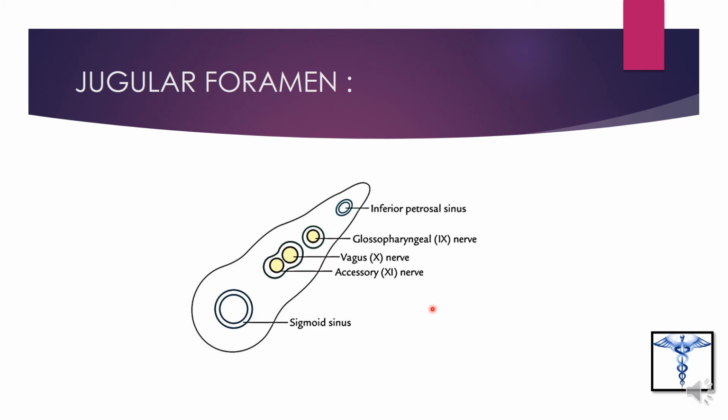Which nerves does it transmit? The glossopharyngeal, which is the 9th cranial nerve, the vagus nerve, which is the 10th cranial nerve, and the accessory nerve, which is the 11th cranial nerve, right? And one more thing, it also transmits the sigmoid sinus. So the sigmoid sinus is transmitted through the jugular foramen, right?